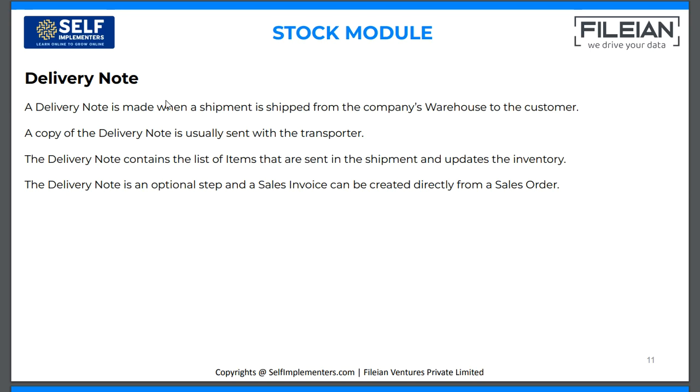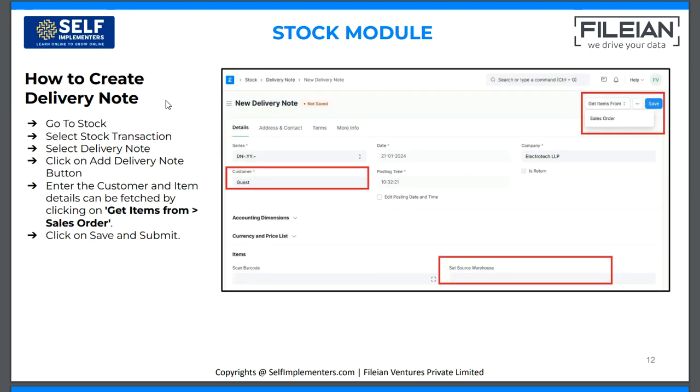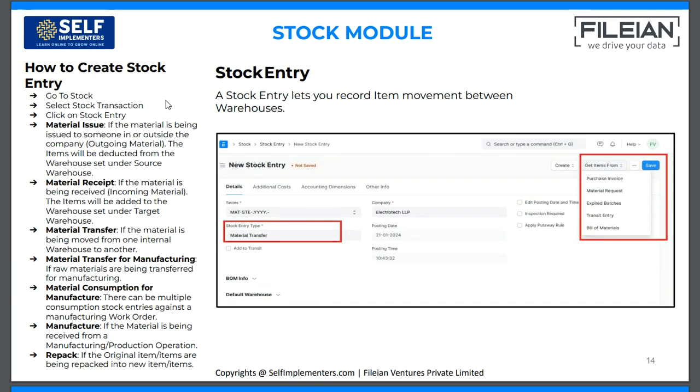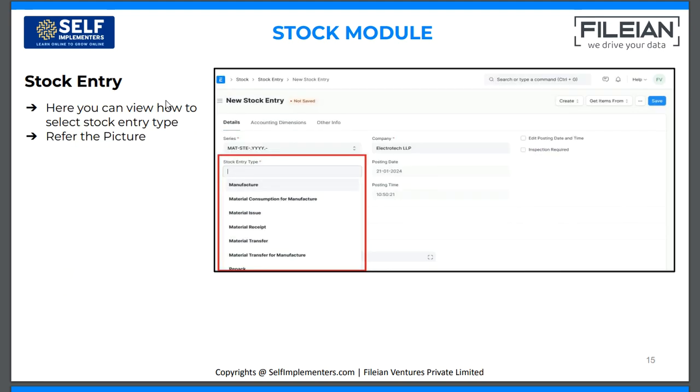Also we will see what delivery notes are, how we can generate a delivery note from a sale order, and how we can dispatch that material through the delivery note to the customer. And we also create a stock entry if we require to transfer that material to the WIP warehouse from the store warehouse. And we will also check some of the stock entry types in the stock module.